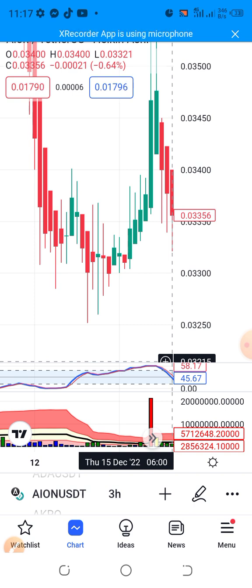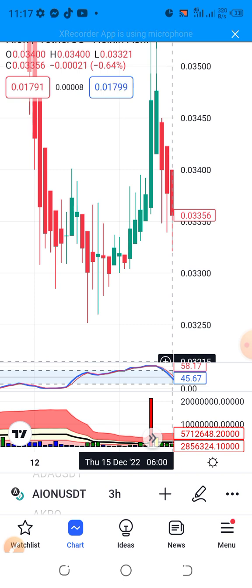This is TradingView. If you want to do candlestick analysis, you can always have your TradingView downloaded, and you can always check your analysis before you take your position in any trading. All right, so that is how you can use Doji.